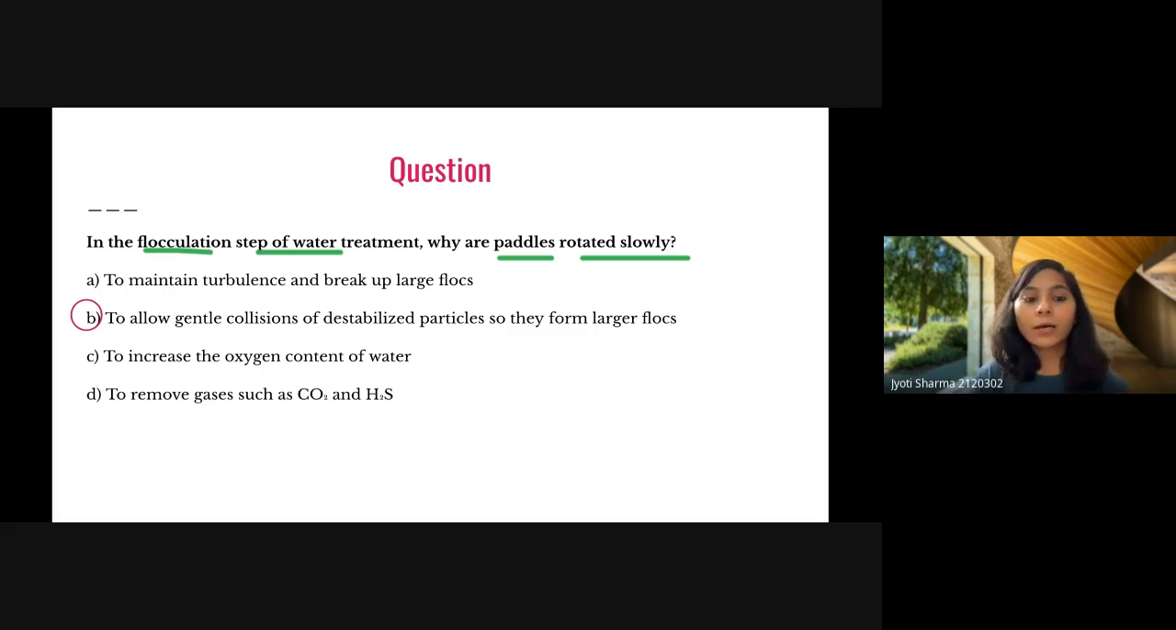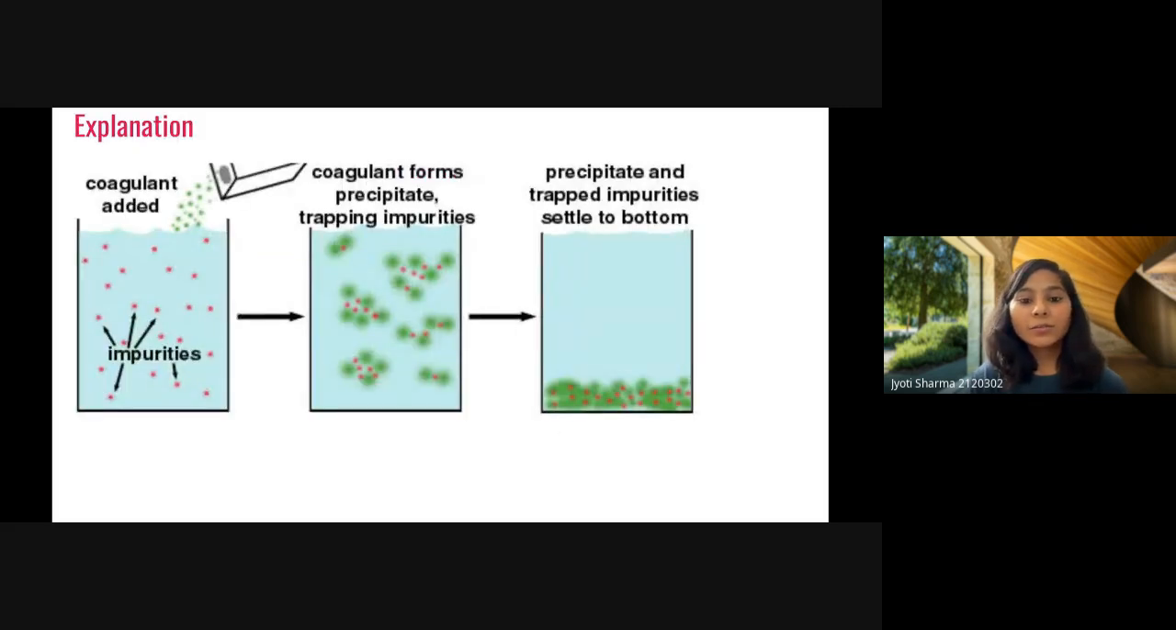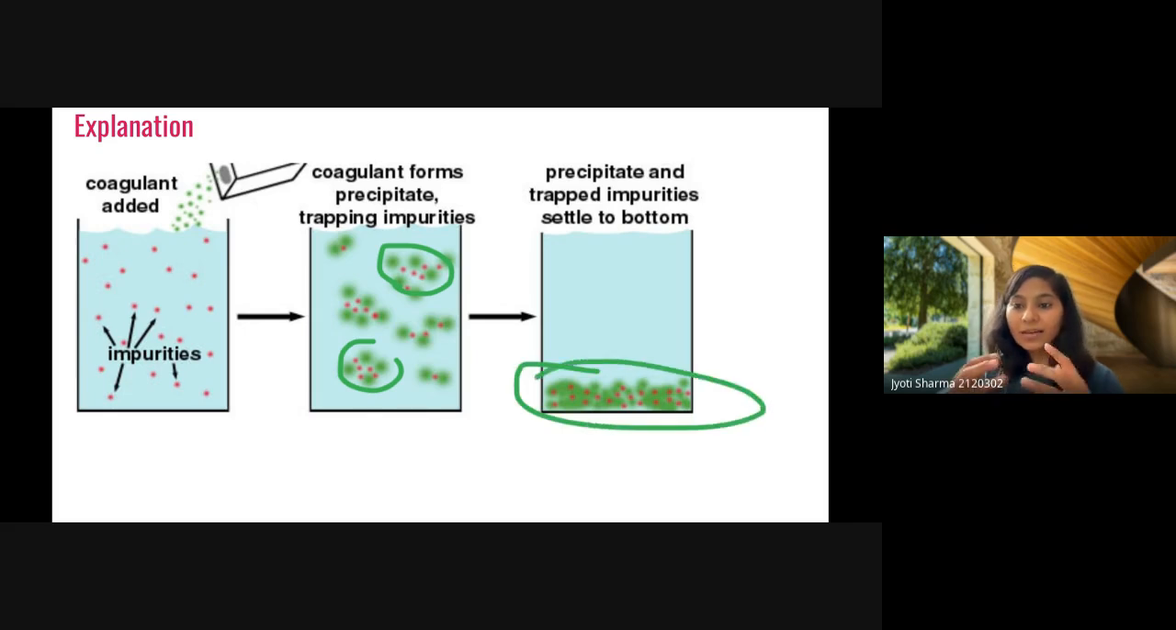So this is something to allow gentle collision of destabilized particles so that they can form large flocks. That's how B is the right answer. And here also you can see, whenever we add coagulant, this coagulant will destabilize the particles, and after slow mixing they will form the flocks. These flocks may have some density, and that can be settled down. So this is the principle of how we can remove the colloidal particles from the surface water.